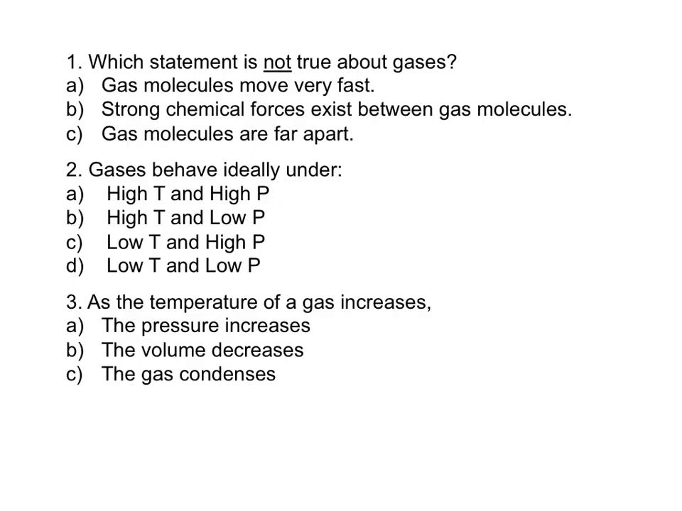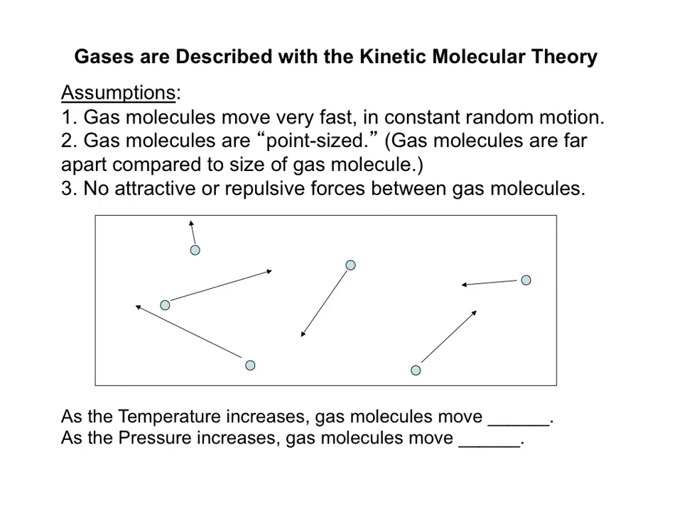Let's talk about gases. Stop the video and answer these three questions. And the answers are: we can describe gases with the kinetic molecular theory. To answer question 1, gas molecules move very fast in constant random motion, and they're point size, which means that they're far apart compared to the size of a gas molecule. The chemical force between gas molecules is not strong. We assume there's none at all.